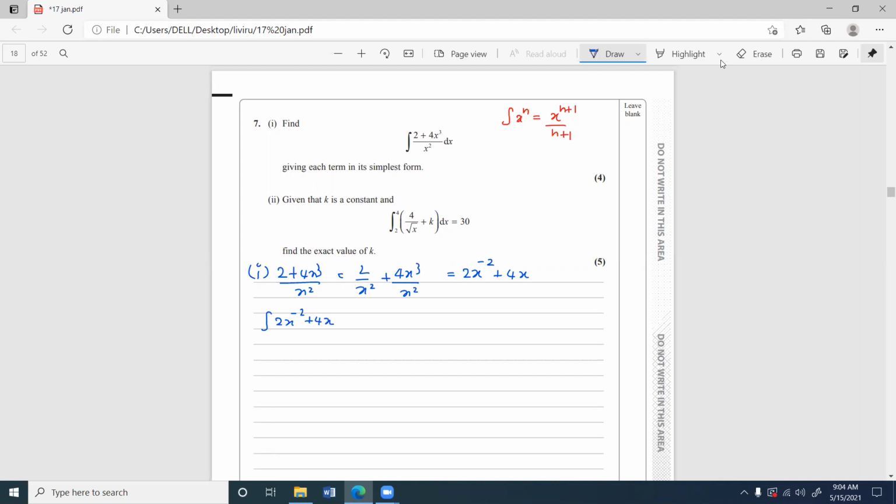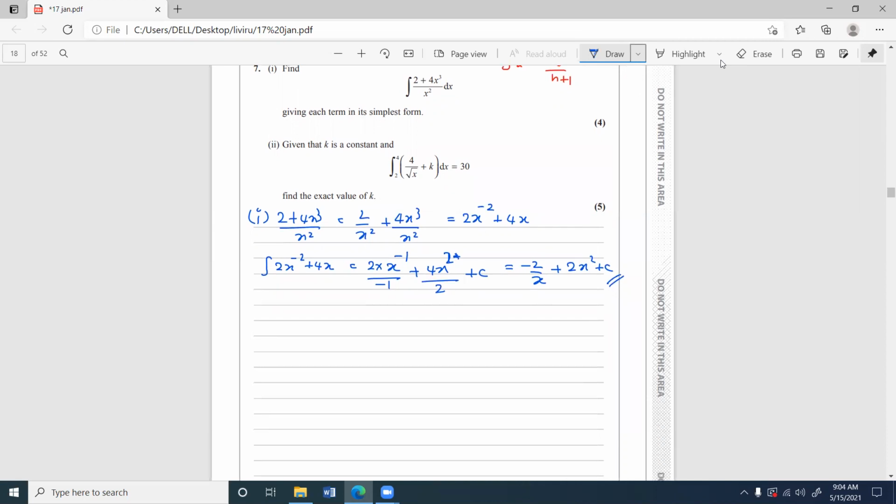So you can write this is 2 times x to the power minus 2 plus 1, which is minus 1, over minus 1, plus 4x to the power 1 plus 1 over 1 plus 1, plus 6. So the answer is minus 2 over x plus 2x squared plus 6, which would be the final answer for this.